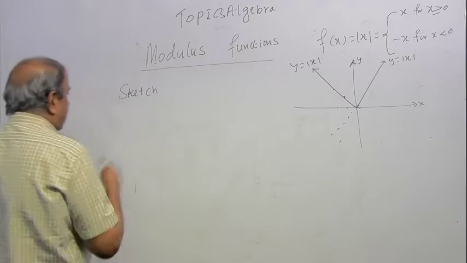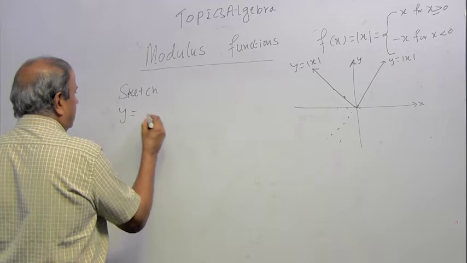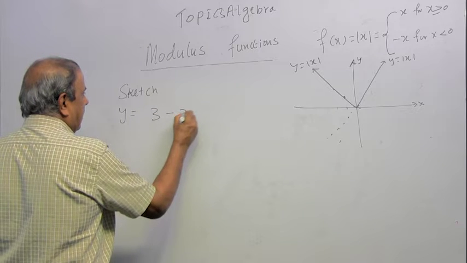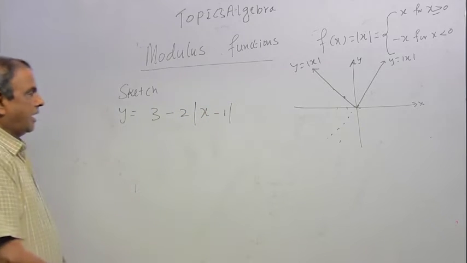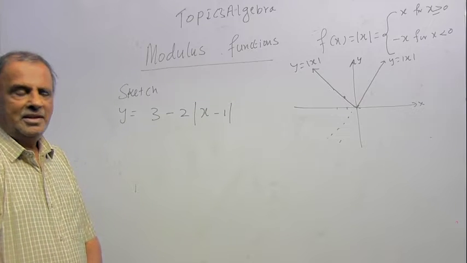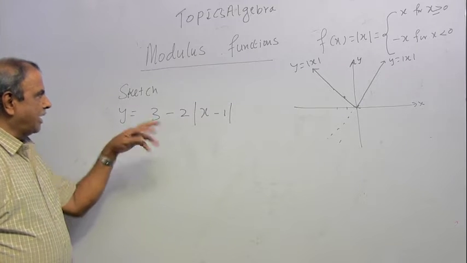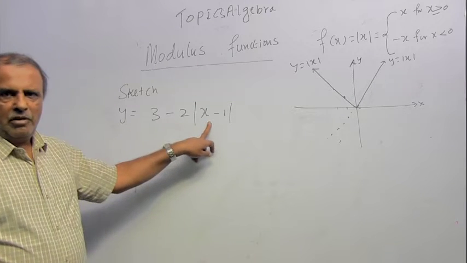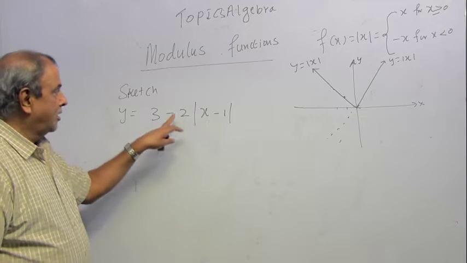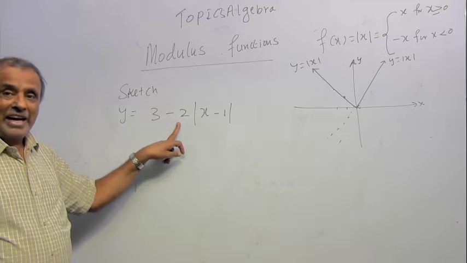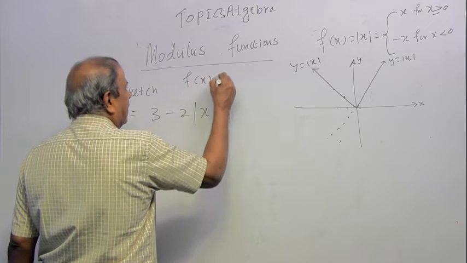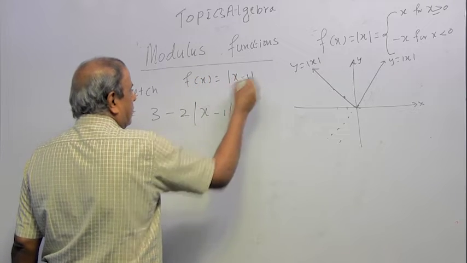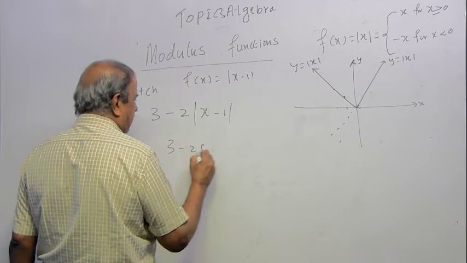Suppose I wanted y equal to 3 minus 2 mod x minus 1. Aha! Two ways of doing it. One is sketch the graph of mod x minus 1, multiply by 2, it's outside. So suppose I call f of x equal to modulus of x minus 1. This will be 3 minus 2 f of x.